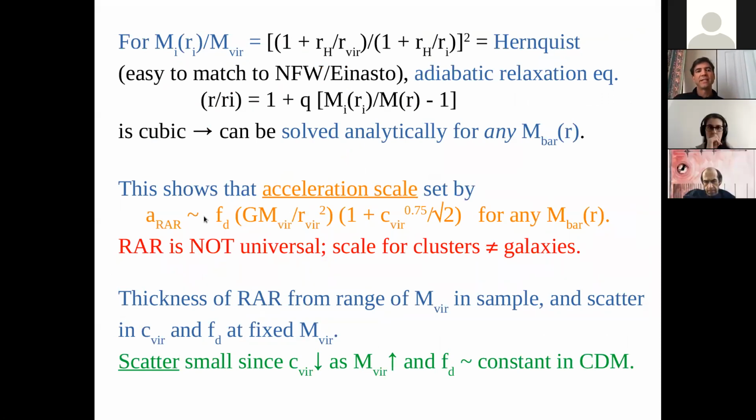But what you find is that there's a characteristic acceleration scale, which depends on the acceleration of a halo, how concentrated it is, and the baryon fraction. So this is the dark matter fraction, which is 1 minus the baryon fraction. Okay. So one of the things this shows you is that, it probably, yeah.